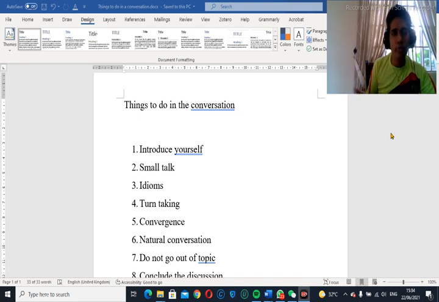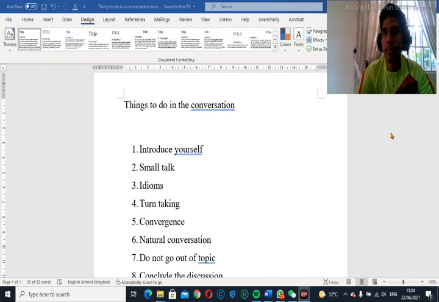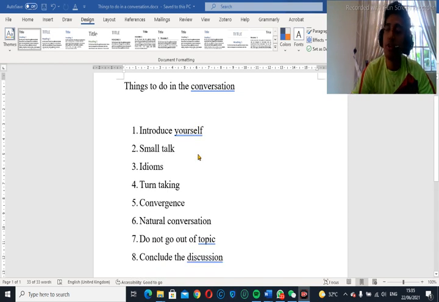Do not go out of topic. Many of my students go out of topic. They are supposed to be talking about the situation. The situation is people taking a long time to come back from lunch. Instead of 1 hour, they take 1.5 hours just to have their lunch and to come back. So the topic is suggest ways to improve this situation. Some of them will be talking about something else. Do not go out of topic. That's very important. And number 8, after you're almost done, you are supposed to conclude.